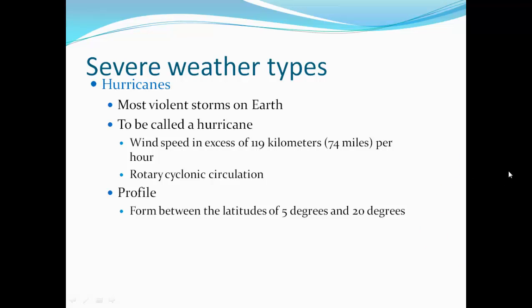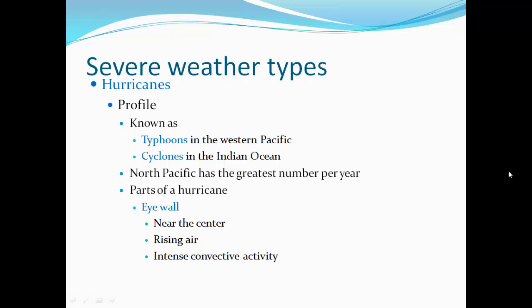Okay, so hurricanes are the most violent storms on Earth. To be called a hurricane, the wind speed needs to be greater than 74 miles per hour. It's a rotary cyclonic circulation. They form between latitudes of 5 degrees and 20 degrees. And I think we're just over 20, probably about 22, 23 degrees latitude where we are. Hurricanes are known as typhoons in the Western Pacific and cyclones in the Indian Ocean. The North Pacific has the greatest number per year.